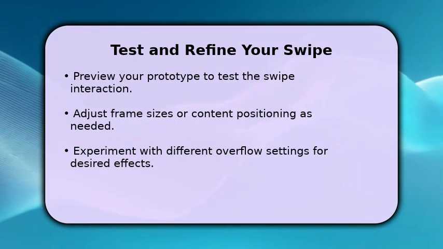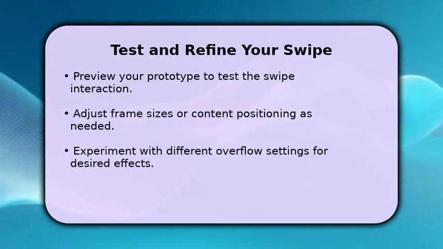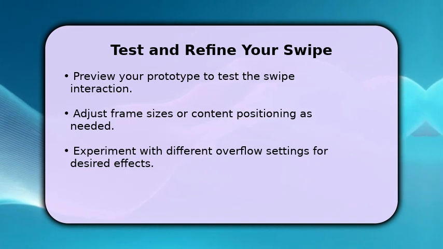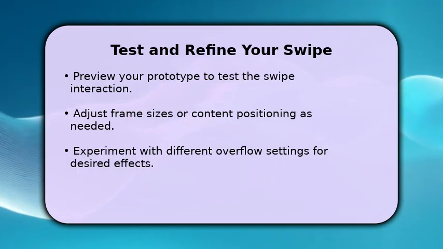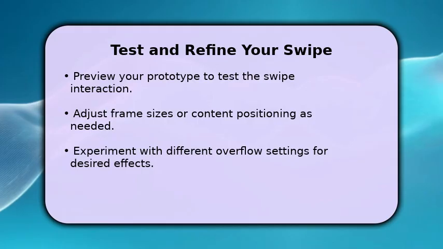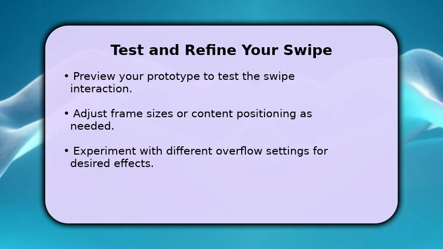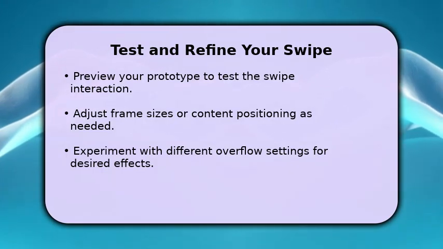Finally, it's time to test your creation and make any necessary adjustments. Click the Present button, usually located in the top right corner, to open your prototype. Now, try swiping your content to see how it feels. If the interaction isn't quite right, return to your design. You might need to adjust the size of your main frame, reposition your inner content, or even experiment with different overflow settings. Refine until your swipe interaction is perfectly smooth and intuitive for users.